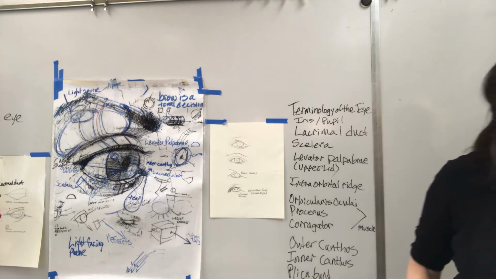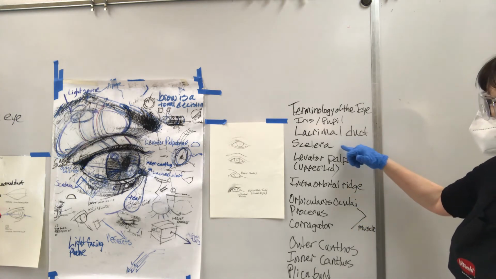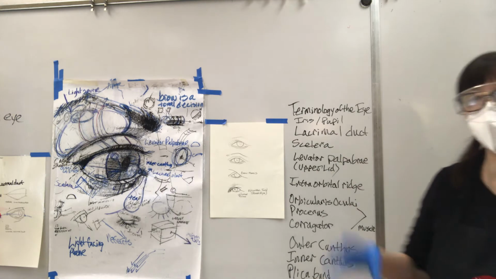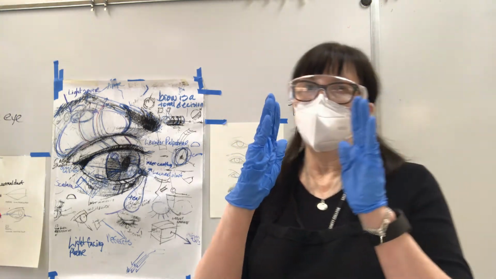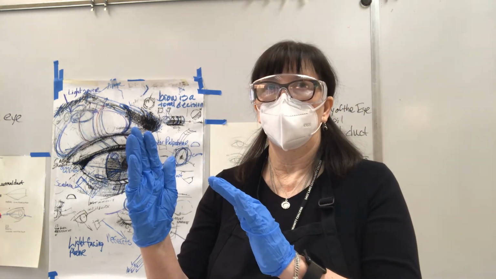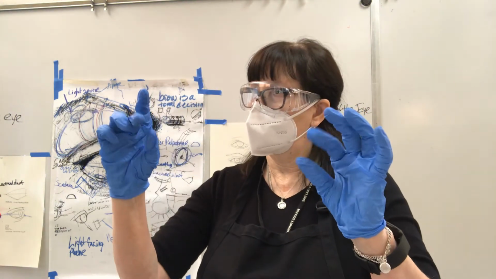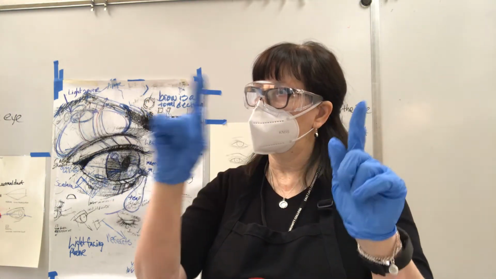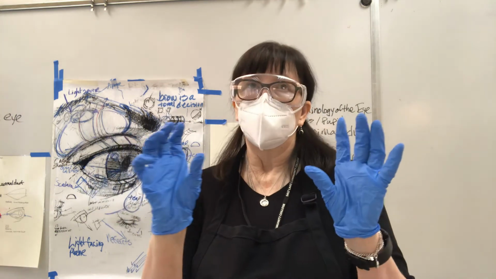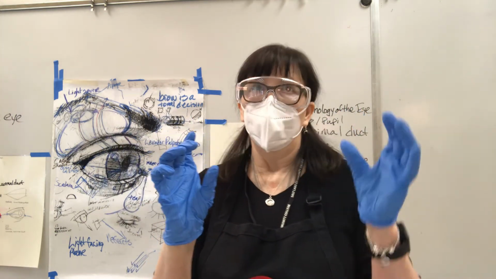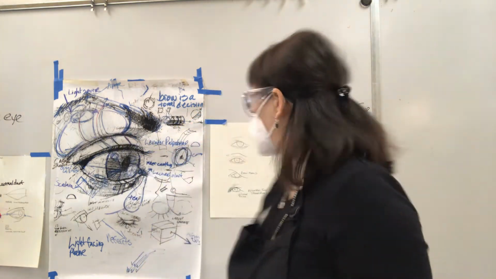Next we have the white of the eye, which is called the sclera. And proportionally, you can fit two irises, two spheres, in the distance from the lacrimal duct to the outer canthus. So that's proportionally two iris.